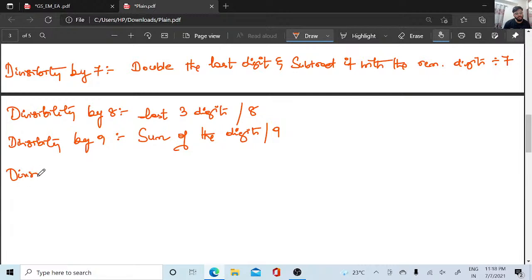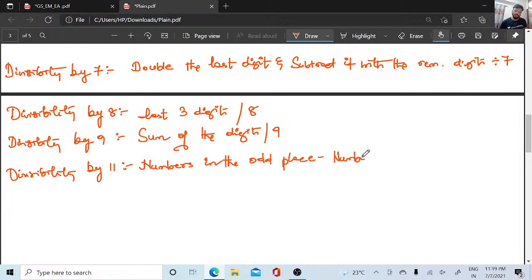Next we are moving on to the divisibility by 11. Divisibility by 11 is the numbers in the odd place minus the numbers in the even place. When this operation is done, the number should be either 0 or 11.